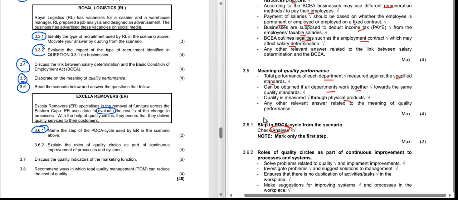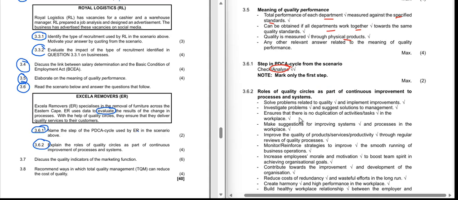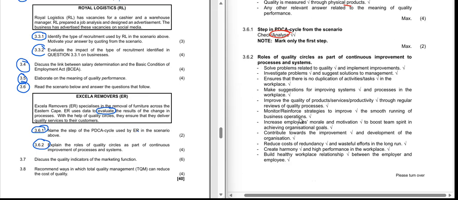And then 3.6.2, explain the roles of the quality circles as part of the continuous improvement of processes and systems. So what are the roles of quality circles? Let's look at what we've got here. Quality circles solve problems related to quality and implement improvements. So that is one of the roles of quality circles, to investigate problems and suggest solutions to management, and also to ensure that there is no duplication of activities and tasks in the workplace.